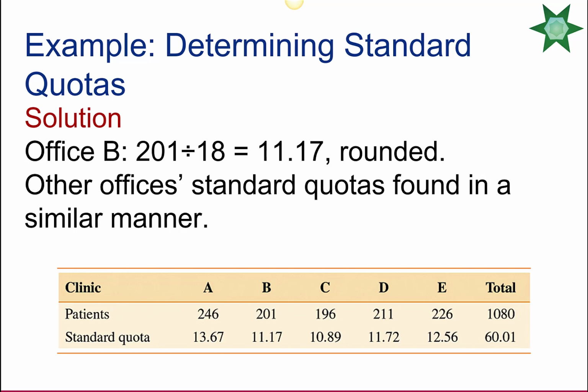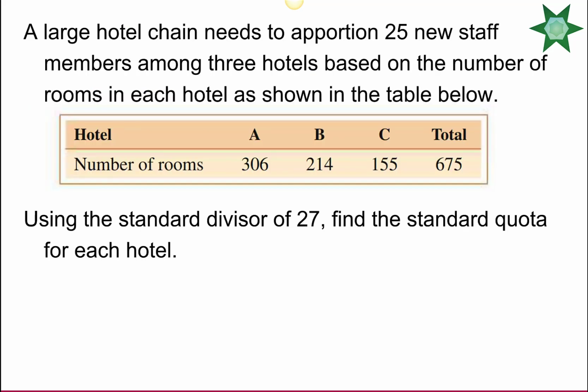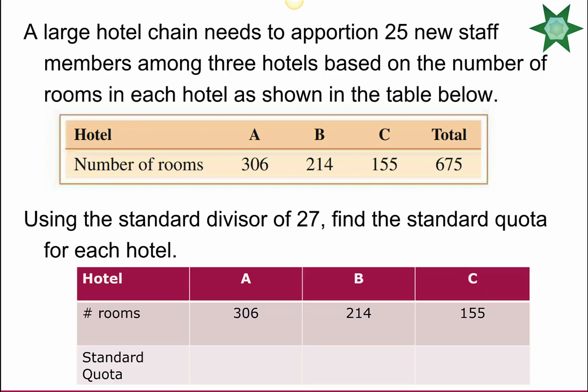A large hotel chain wants to apportion 25 new staff members among the 3 hotels based on the number of rooms in each hotel as shown in the table below. In the prior example, we found the standard divisor to be 27. Now we want to find the standard quota for each hotel. So we're going to take Hotel A, we're going to take 306 and divide by 27 and we get 11.33. For Hotel B, we take 214 and divide by 27 and we get 7.93. And for Hotel C, we take 155, divide by 27, we get 5.74.